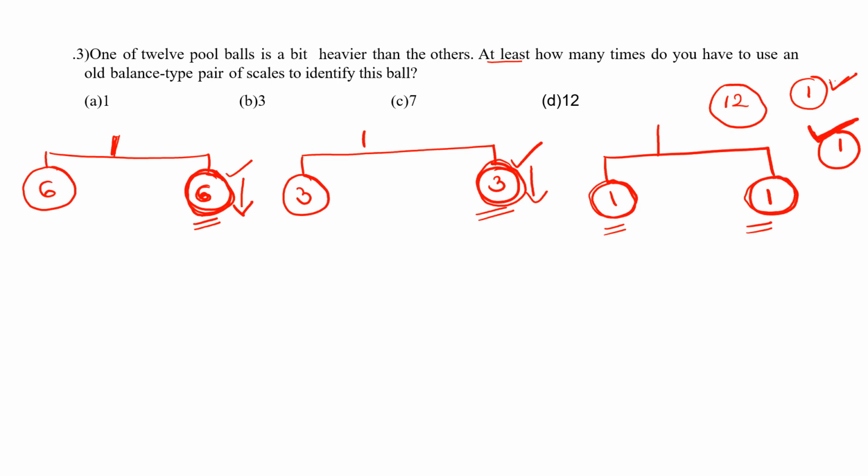Here there is also a second case, that is, one of these two will be the heavier ball. Okay, if this is the heavier ball, then this side will weigh more. Now in this case also we get the heavier ball. Okay, so we got the heavier ball. Now, how many times have we used this balance to find this heavier ball? We have used this balance 1, 2, 3 times to identify this heavier ball. So the answer is option B, 3.